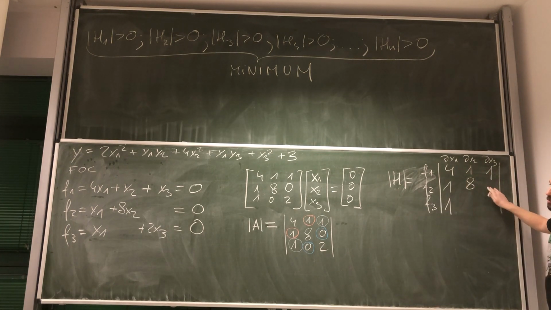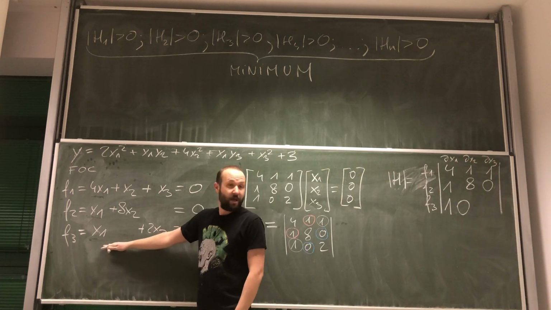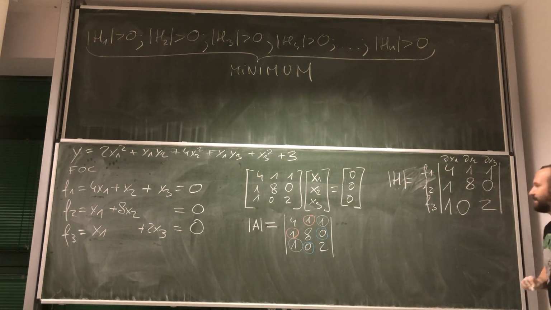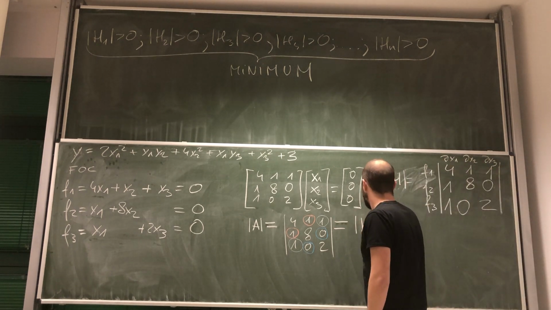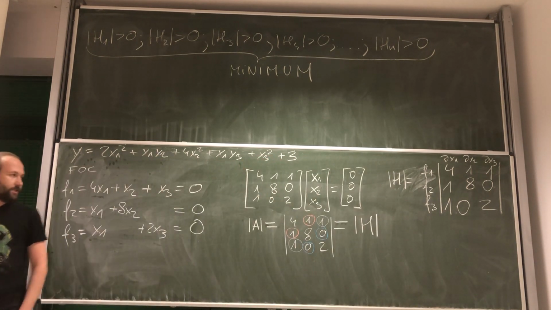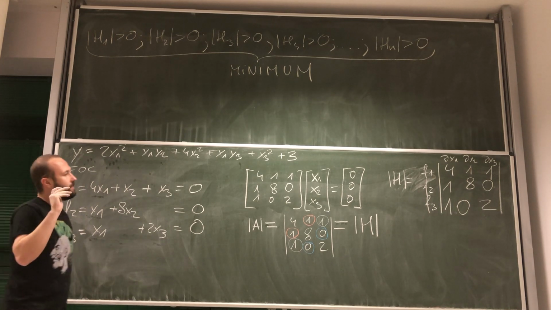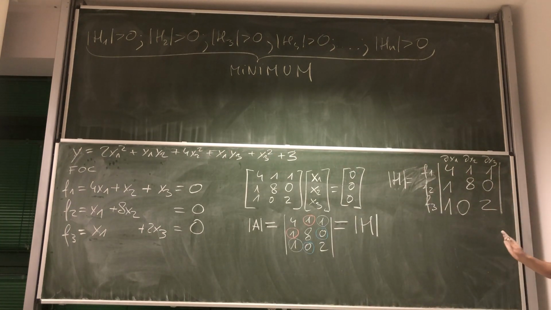And with respect to x3, I'm getting 0. If it's 0 over here, 0 should be over here. And if I differentiate this with respect to x2, I'm getting 0. And finally, if I differentiate it with respect to x3, I'm getting 2. And if I look at those two, it turns out that the determinant of this system is actually equal to a Hessian.